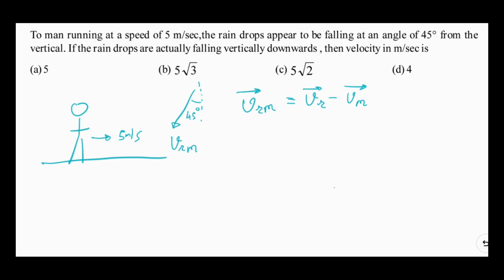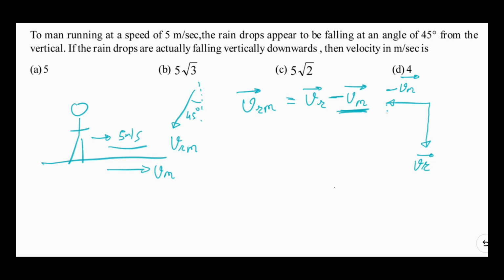Now velocity of rain, it's also given in the question that raindrops are actually falling vertically downward. So velocity of rain, if I draw it here, is in downward direction. This is the direction of velocity of rain, but velocity of man is in horizontal direction, and I need to subtract this velocity of man from velocity of rain. In order to subtract it, I can reverse the direction of velocity of man and add it to velocity of rain. The velocity of man is along horizontal direction. I can reverse its direction, so it will become minus velocity of man. Then I may add these two vectors.